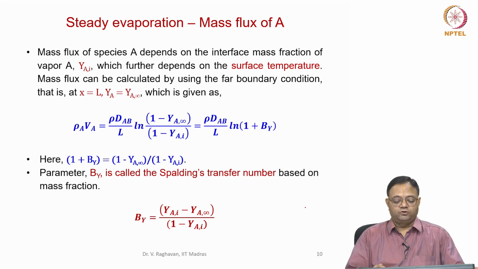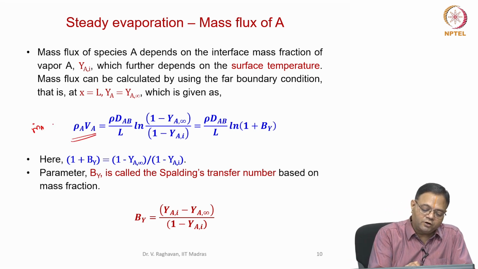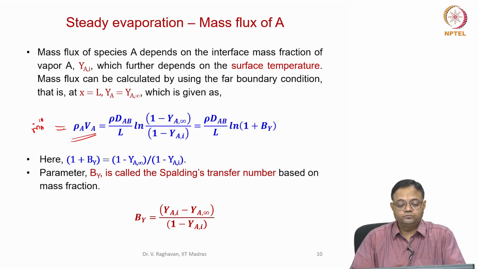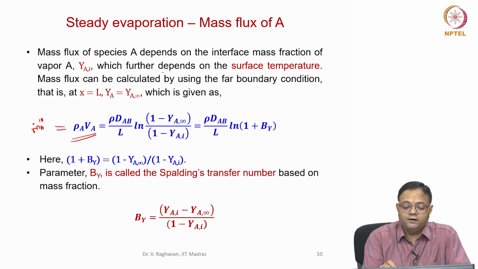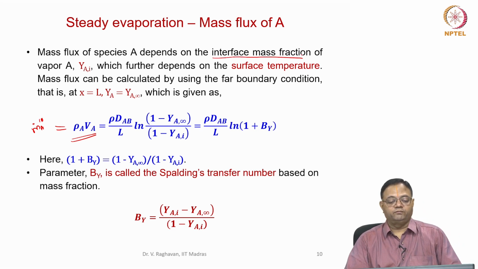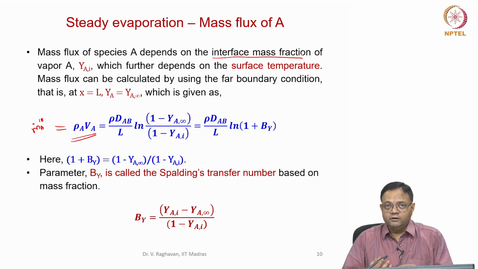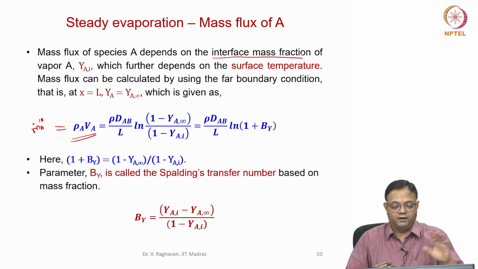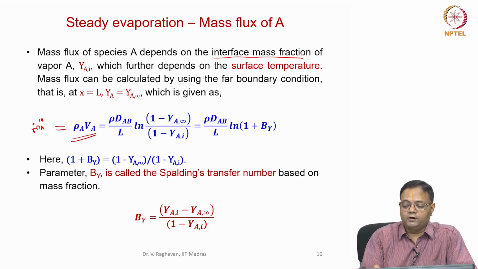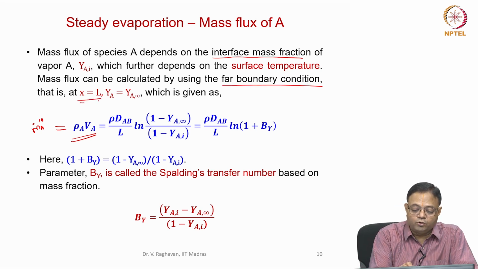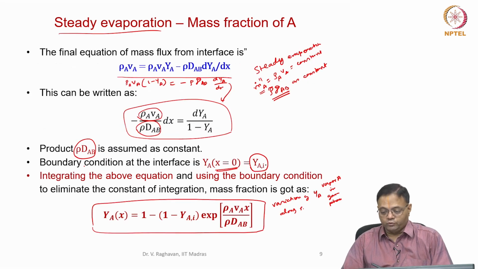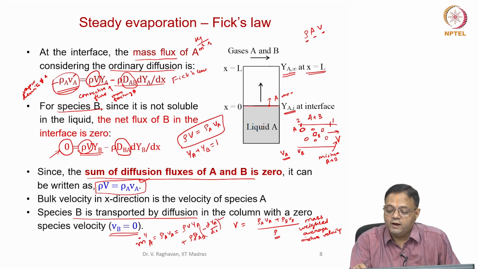Now, my next interest is to find the mass flux of evaporation of A, which is rho A V A. Now, I can do that. We know that the mass flux of A will be dependent on the interface mass fraction. If the interface mass fraction value y A is higher, then the gradient also will be higher, so that the diffusional transport will be higher. So, mass flux will be higher basically. So, mass flux can be calculated using the boundary condition at x equal to L. As I told you in the problem, just go back to the figure again, at x equal to L, y A equal to y A infinity.